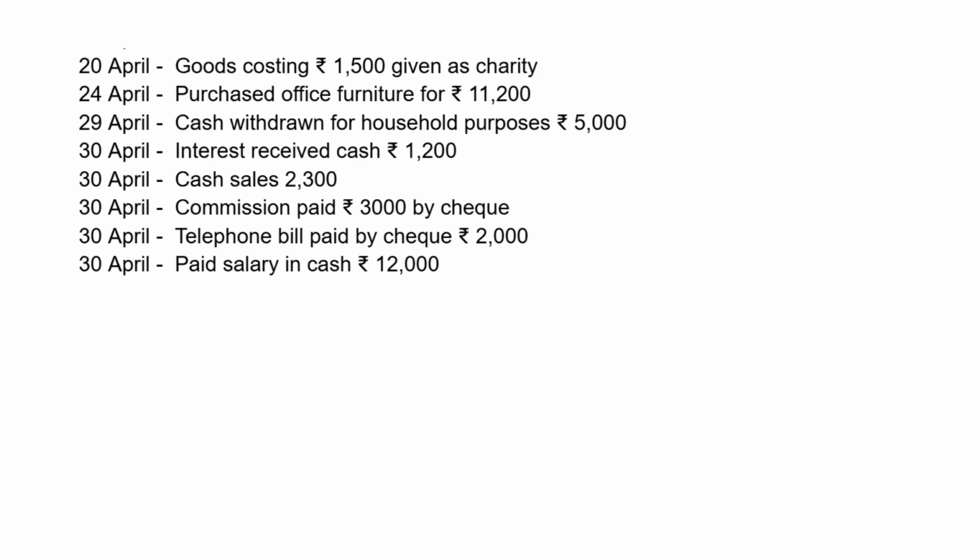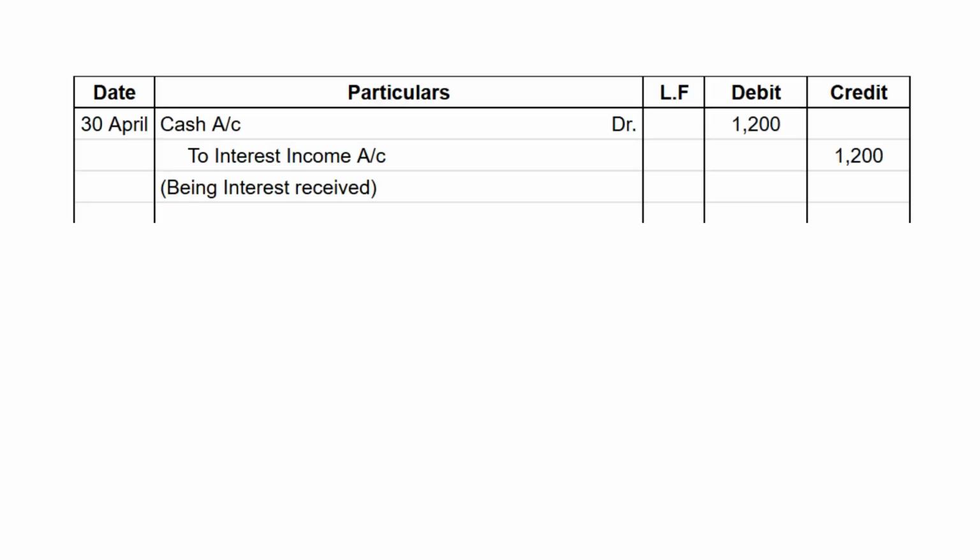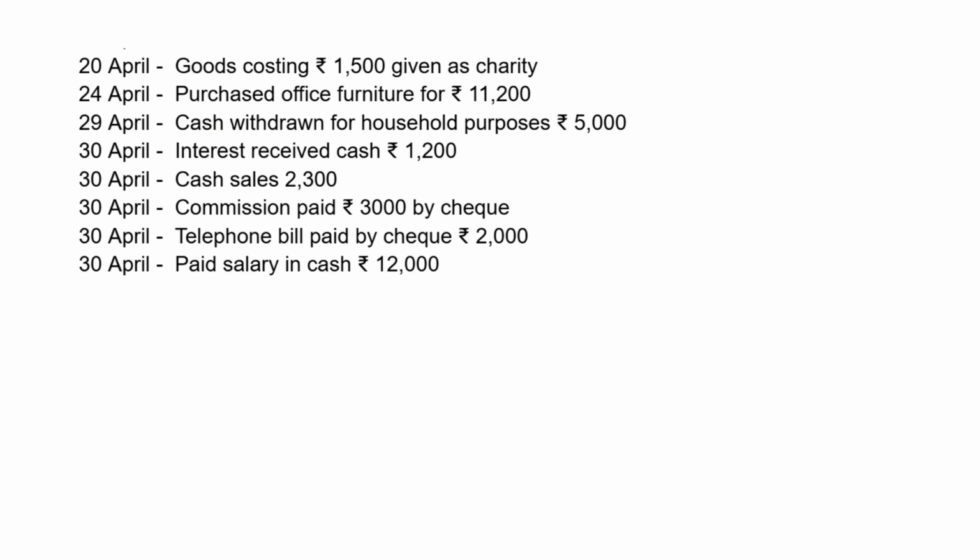Let's see how we'll record it. 30th April, cash account debit 1,200 to interest income account 1,200. And the narration is being interest received. Next, 30th April, cash sales 2,300. Here the two accounts affected are cash account and sales account.